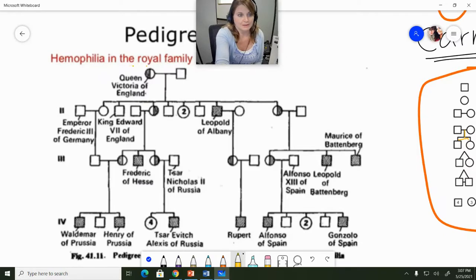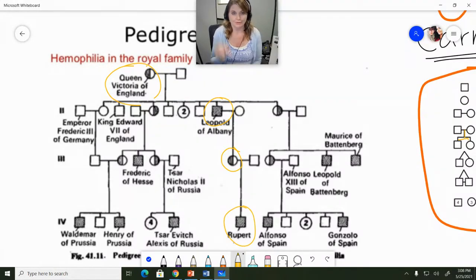So we have Queen Victoria of England here, who was a carrier, and she had a son, Leopold of Albany, who was a hemophiliac. And he married, and they had a daughter, it looks like, who was a carrier. And that daughter married and had a son, Rupert, who ended up with hemophilia. So you can kind of follow it through the family tree.